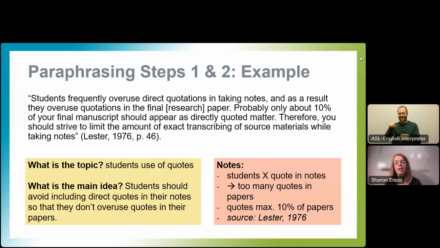I'm using X as direct. Arrow meaning leading to many quotes in the paper. Quotes, max 10% of papers. And then my source. We never want to forget the source that we're going to have to include in an in-text citation. As a side note, it does mention here quotes should be maximum 10% of papers. I would double check that with your instructor. This is a source. This is someone else's idea from 1976. I imagine your instructors will have a different opinion on what would be an appropriate level, or what would be an appropriate amount of direct quotations in your assignments. So always double check with your instructor on their expectations.